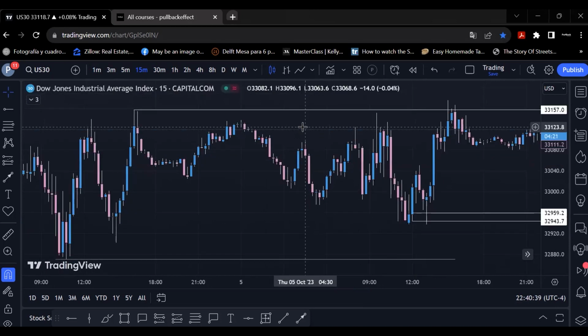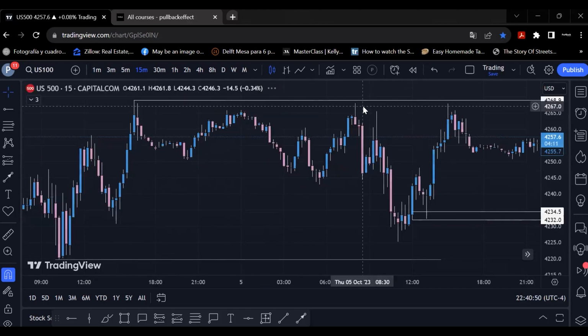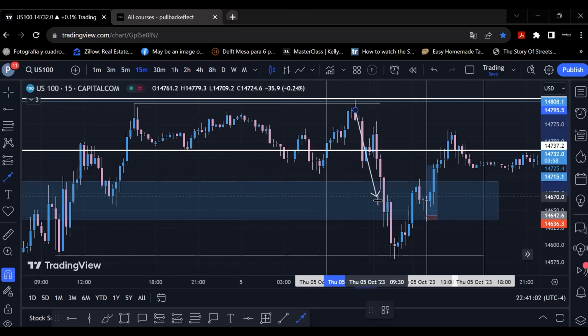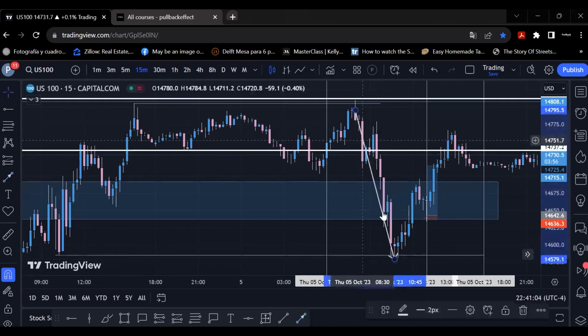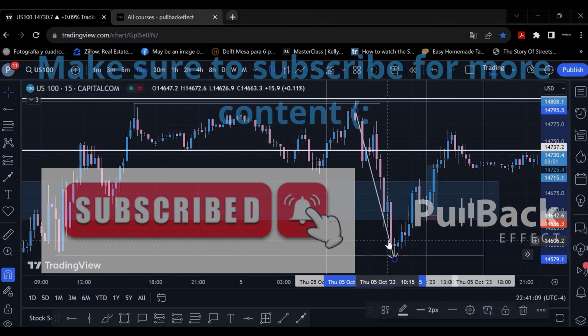If we go to US 30, we could also see that we did not take the high out until the PM session. So on the AM session, we did not make a higher high on US 30. We did not make a higher high on US 500, but we did make a higher high on NASDAQ. And the beginning of the movement for the AM session was to the upside. Therefore, we have clear confirmation that price should head to the downside for the rest of the AM session.